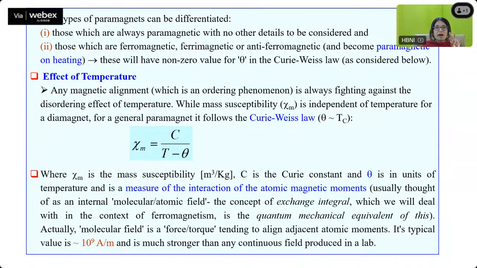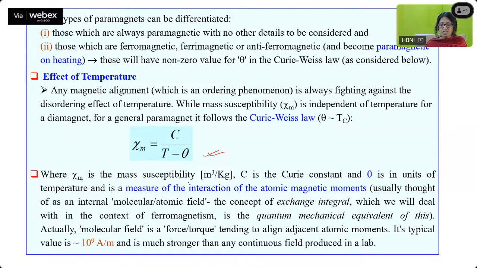Now these two types of paramagnets can be differentiated. Those which are always paramagnetic with no other details to be considered, and those which are ferromagnetic, ferrimagnetic or antiferromagnetic and become paramagnetic on heating. These will have non-zero values for theta in the Curie-Weiss law. Regarding the effect of temperature, any magnetic alignment, which is an ordering phenomenon, is always fighting against the disordering effect of temperature. So you have chi-m equal to C by T minus theta. This is known as the Curie-Weiss law.